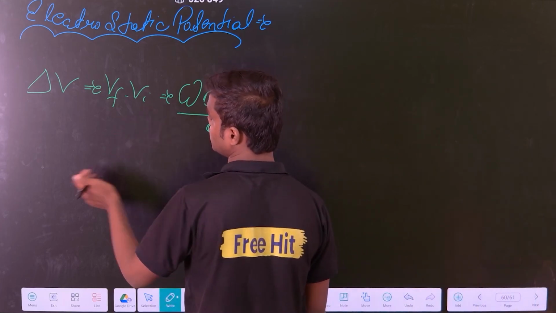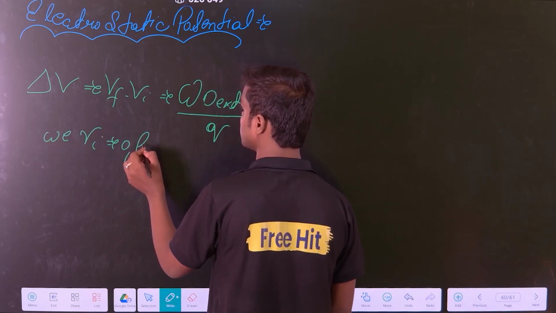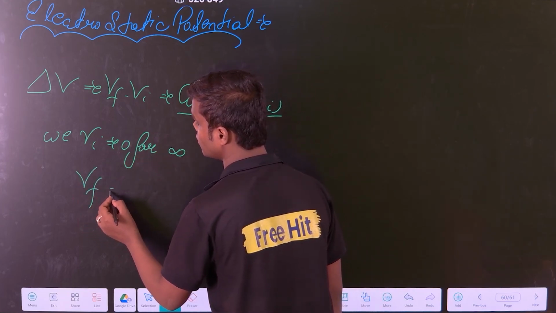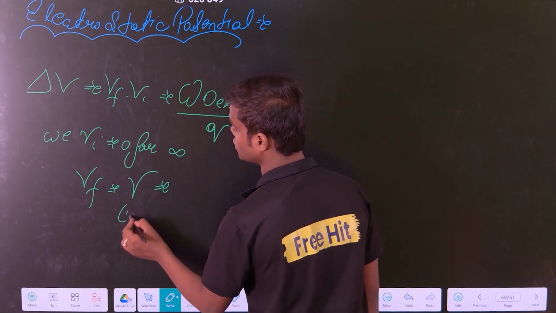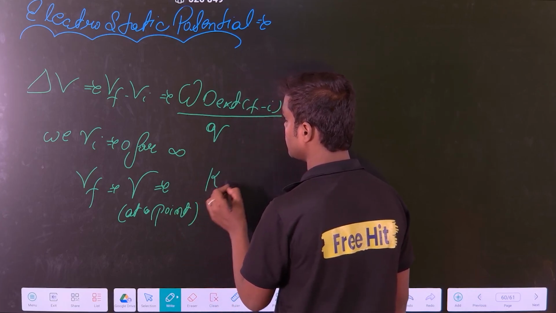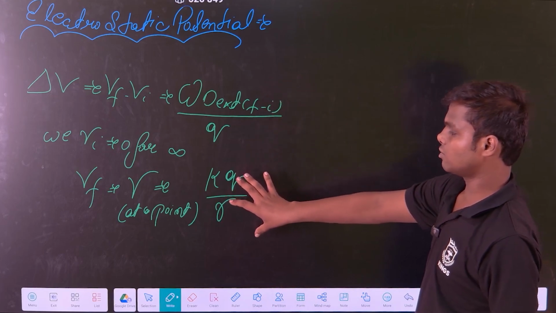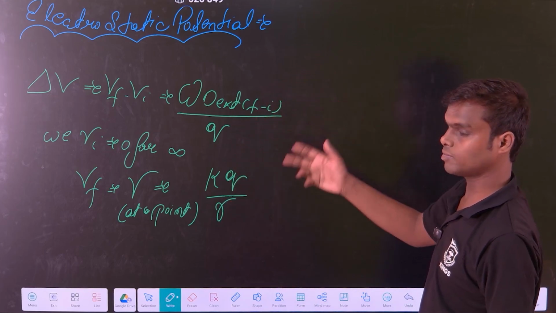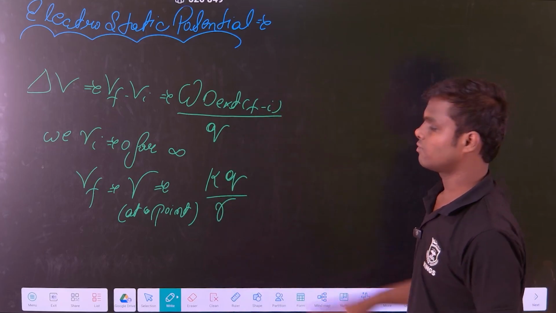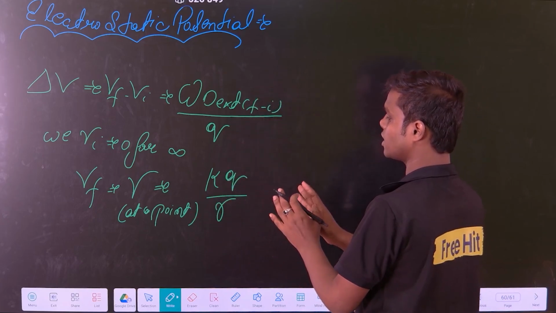For describing this, we have to consider V initial equal to 0 at infinity, obviously. Then V final is the potential at a point, and this value is defined as K Q by R. If you put everything in, there is a derivation. I am not going through the derivation because it is not required here; if you understand the potential energy, everything is the same for the potential. Doing that derivation, you will get KQ by R.